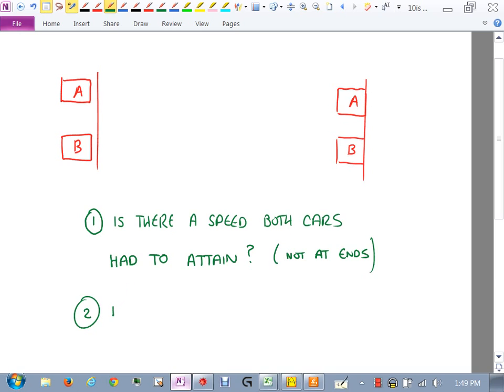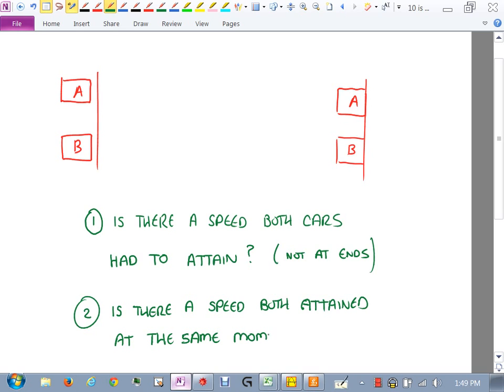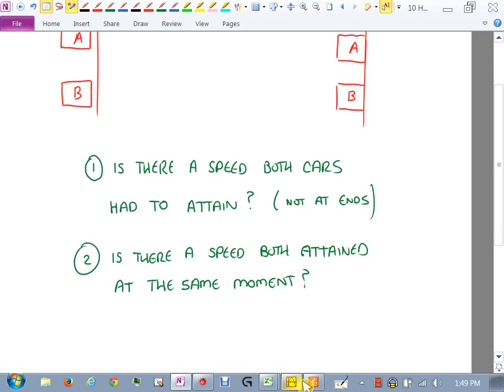Okay, is there a speed both attained at the same moment? Question. And not talking about the ends again.